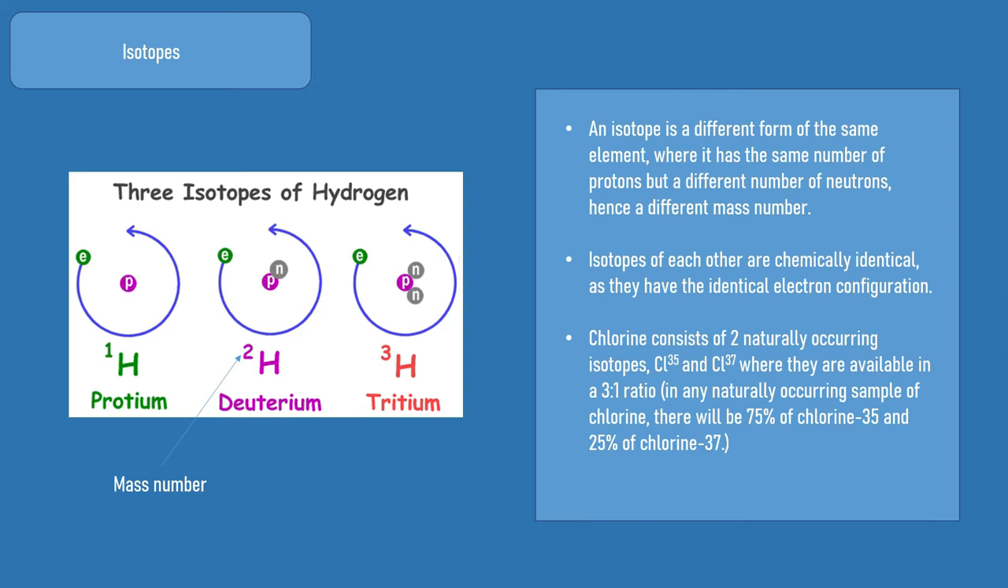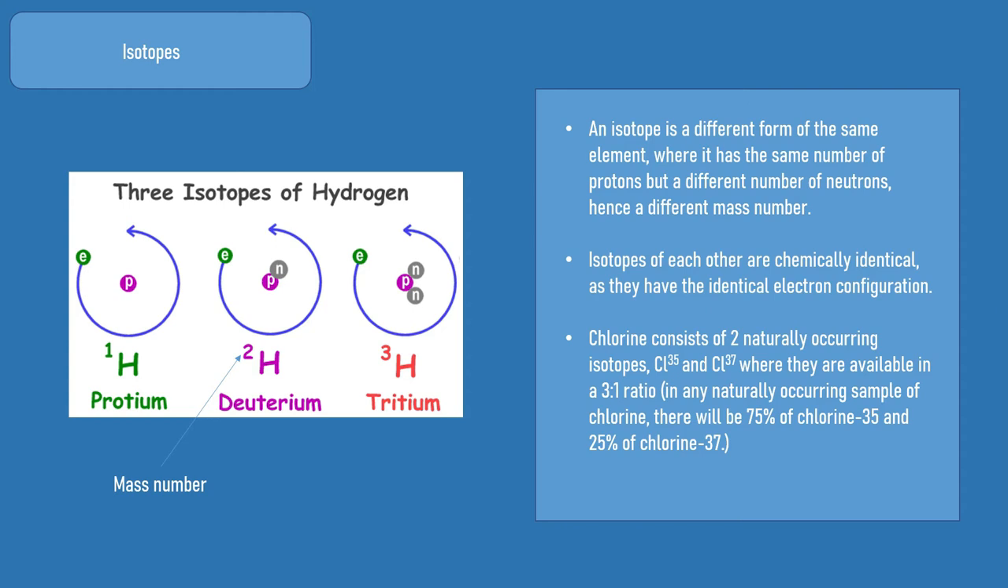As all isotopes also have the same number of electrons, they must be chemically identical, as they have the same electron configuration. You are also expected to know specifically about the naturally occurring isotopes of chlorine. With chlorine, the element consists of two naturally occurring isotopes, which are chlorine-35 and chlorine-37.